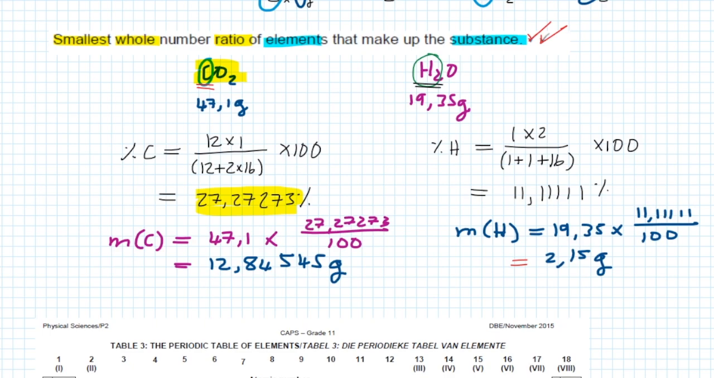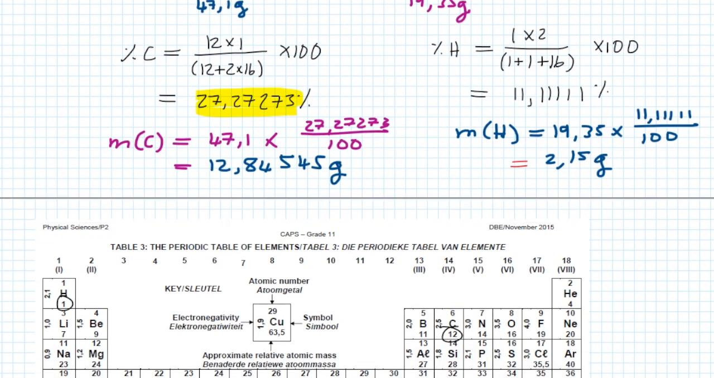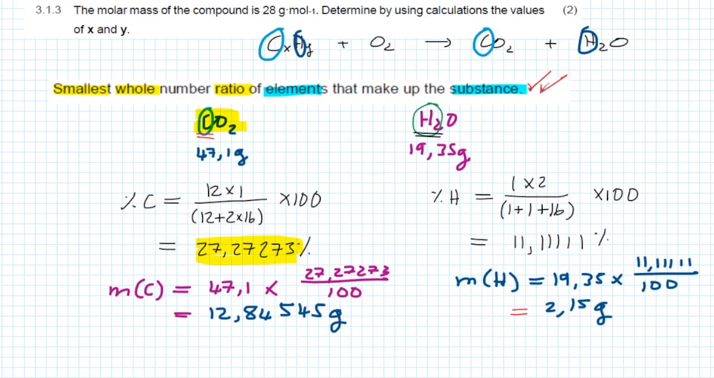So now we know the mass of carbon and the mass of hydrogen that took part in this reaction. So let's run through it again. What did I do? I determined the percentage of carbon in carbon dioxide and multiplied that percentage by the mass of carbon dioxide formed to determine the mass of carbon. I determined the percentage of hydrogen in water, and then I multiplied that by the mass of the water in order to determine the mass of hydrogen in this reaction.